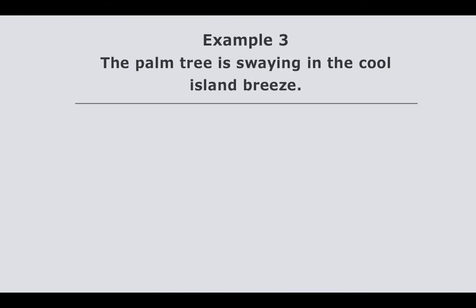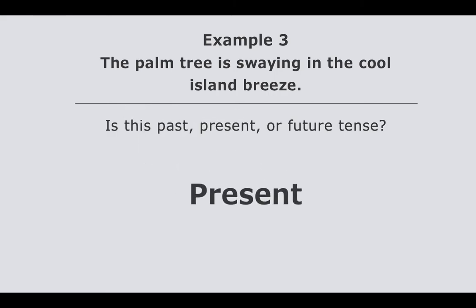Example number 3: The palm tree is swaying in the cool island breeze. I want you to take a moment, pause the video. Is this the past, present, or future tense? Take a moment to think about that. This is the present, okay? And there is a word that tells us why it is the present. Is is the indicator there, okay? So it's happening now. The palm tree is swaying in the cool island breeze. I'm looking at it. It's swaying in the cool island breeze, okay? So that tells us it is the present.